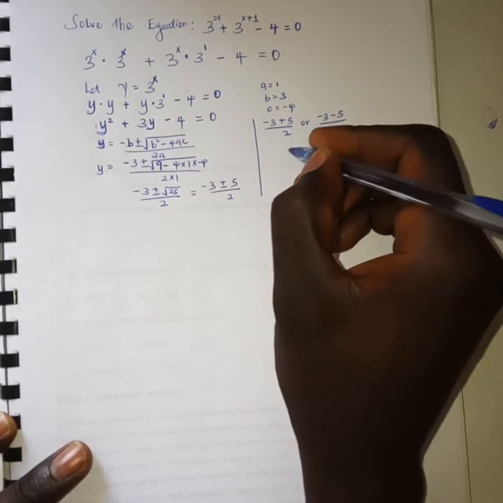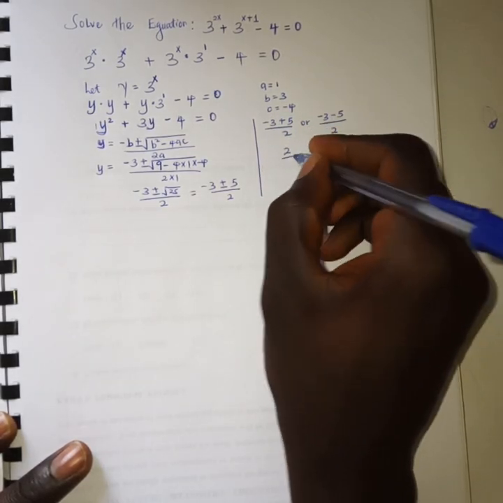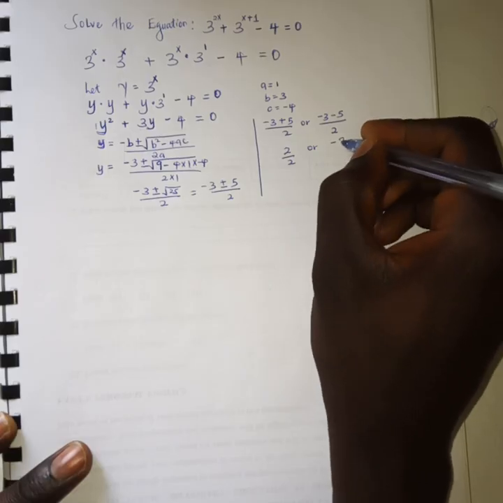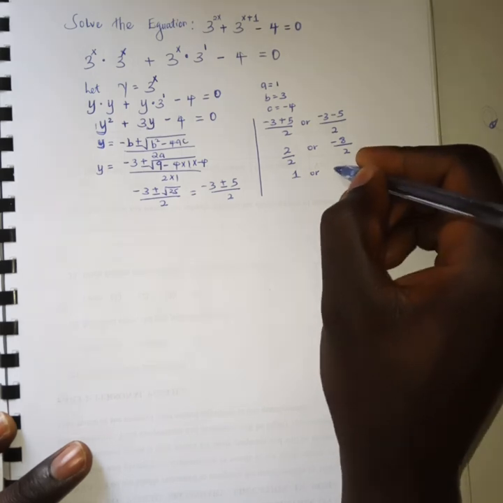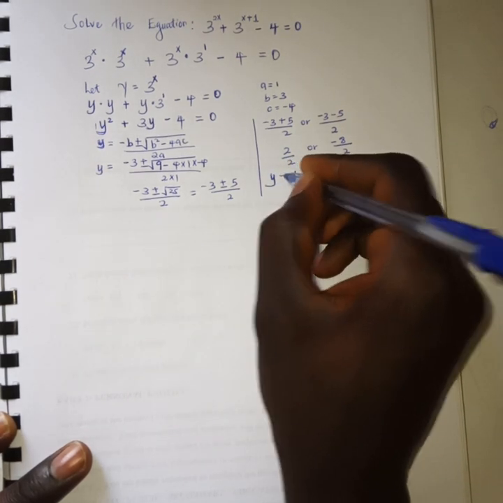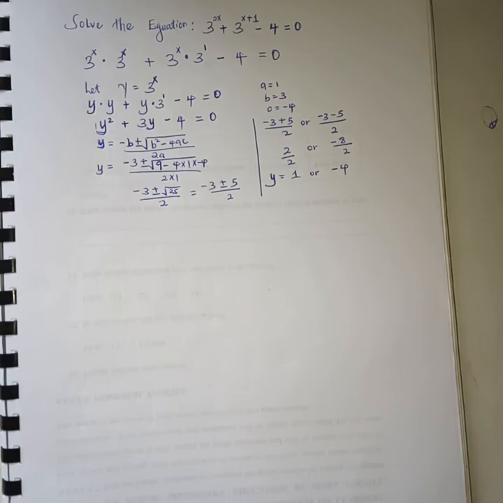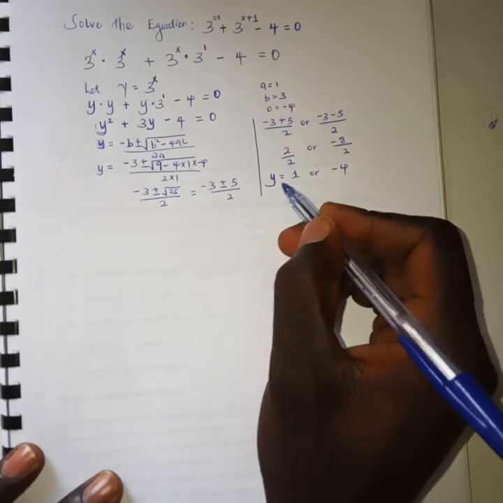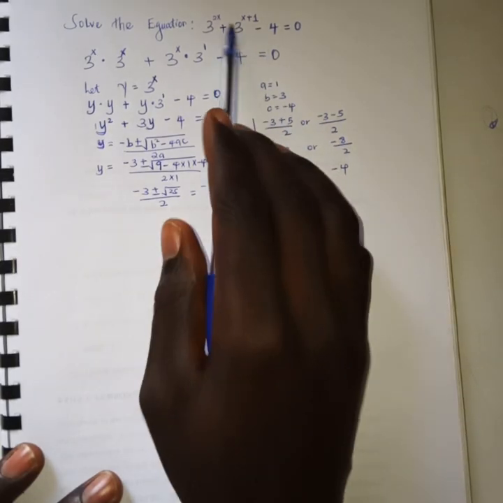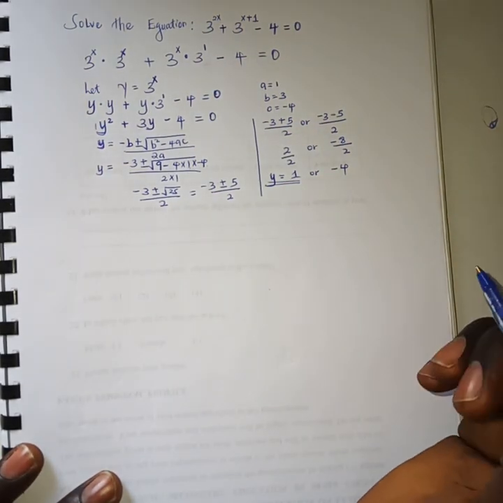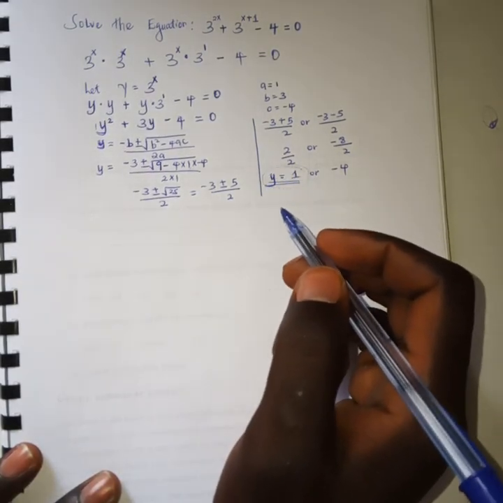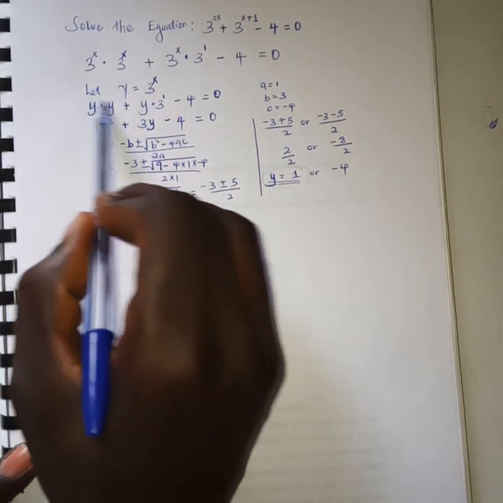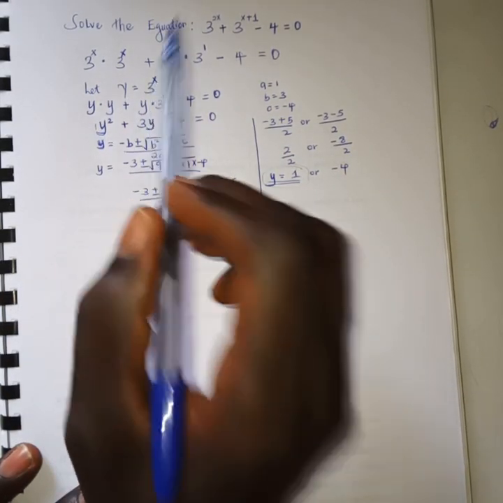So negative 3 plus 5 is positive 2, divided by 2, or negative 8 divided by 2. So we'll have 1 or -4. So that is the value of y. So we have two values of y. To begin with, we are going to use our first value of y, because what we need in this equation is the values of x, not the values of y. Remember that. So we have found that y for the first case is 1, but we made this assumption here by letting y be equal to 3 to the power of x.